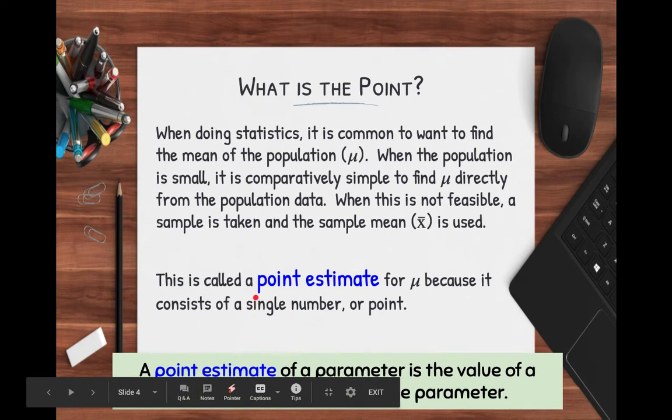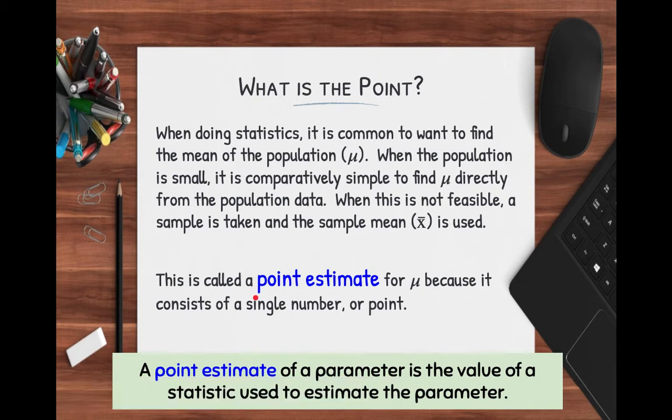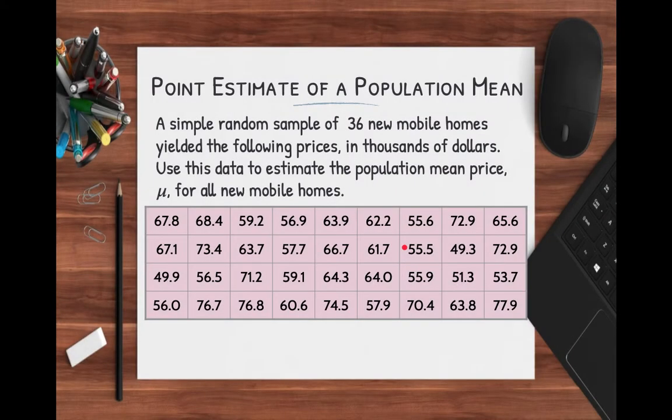So the point estimate, popping up again, of the parameter, is the value of the statistic. Again, a statistic comes from a sample. A parameter is describing the population. So we're taking that descriptive statistic that we're using to estimate the value of the related parameter. Getting all this lovely vocabulary back and forth.